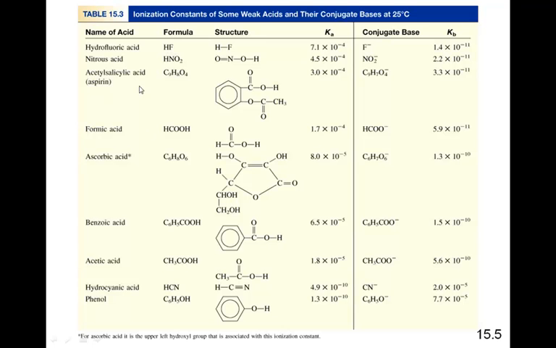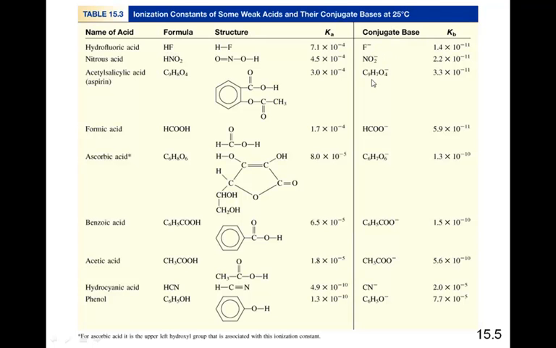Here is a list of some different weak acids, and it shows their structures, and it shows their Kas. There they are. The strongest one here is formic acid with a Ka of 1.7 times 10 to the negative fourth, and it looks like the weakest one is going to be hydrocyanic acid with 4.9 times 10 to the negative 10th, because remember, the larger the Ka, the stronger the acid is going to be.